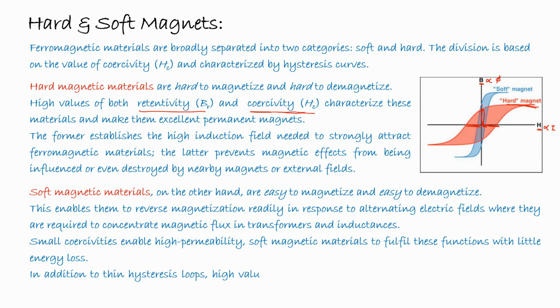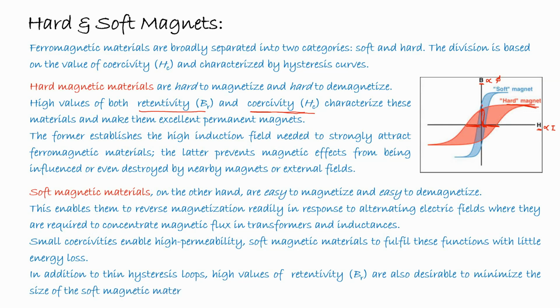So in addition to the hysteresis loop, a high value of retentivity is also desirable to minimize the size of the soft magnetic material required. Basically, a thin hysteresis loop and a high value of retentivity indicate that the requirement of material is less. If the hysteresis loop is very thin and the retentivity value is very high, then the material required to develop the transformer and other electrical machines will be less.